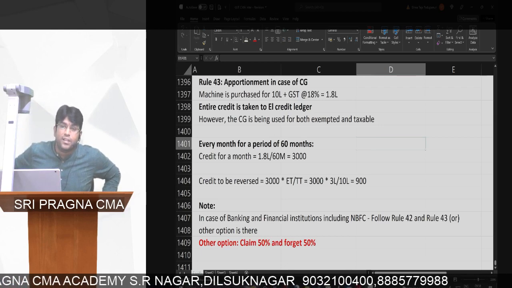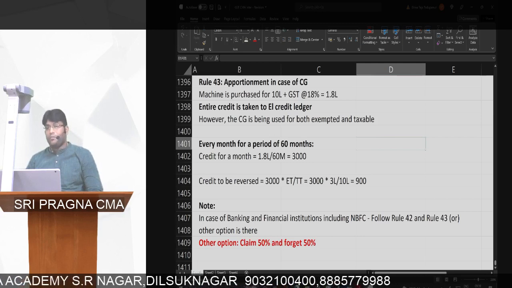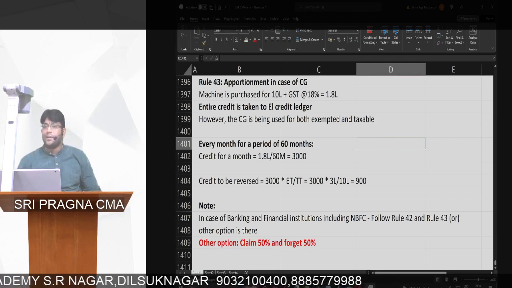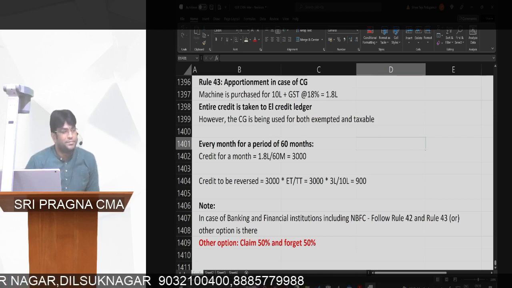Are we clear with this, everybody? Speak out. Take it. That's the story of input tax credit. That's the end of this beautiful topic called ITC.